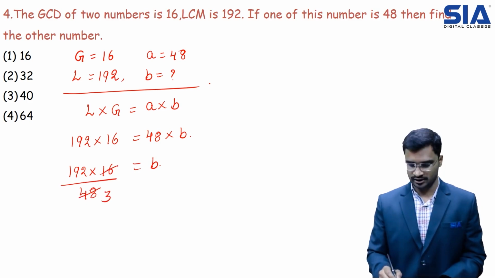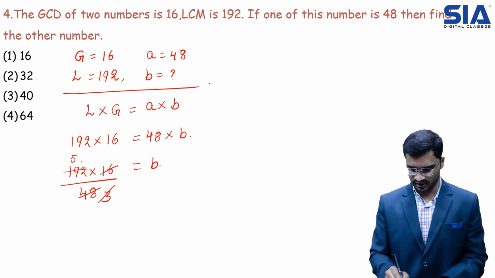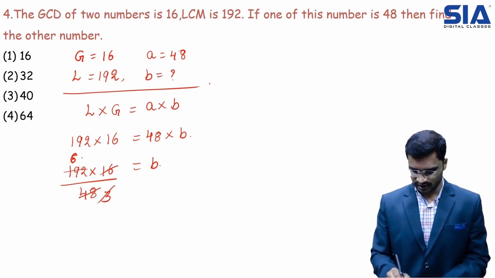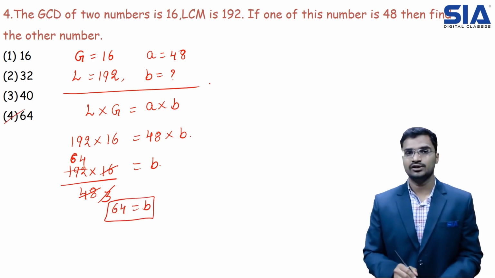16 3s are 48. So dividing by 3. 3 5s are 15. 3 6s are 18. Sorry. 3 6s are 18. 3 4s are 12. So the value of B is 64. So the second number is 64.